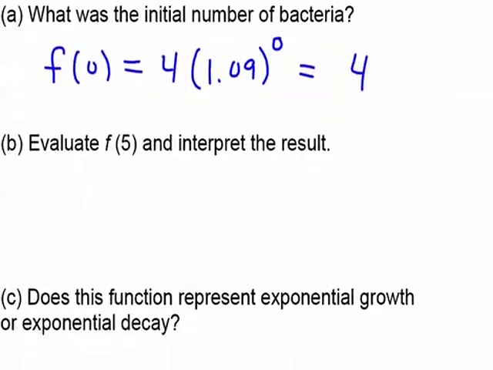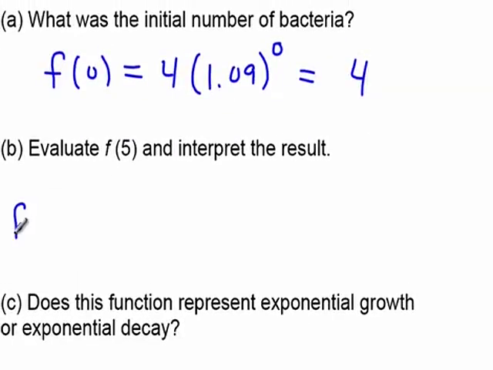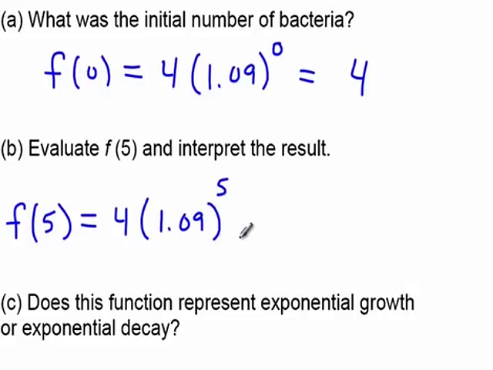B, evaluate f(5) and interpret the result. f(5) would equal 4 times 1.09 to the 5th power, and using our calculator, 4 times 1.09 to the 5th power is equal to about 6.15. So interpret the result: 5 hours later, from the initial time of 0, we would have about 6.15 million bacteria.